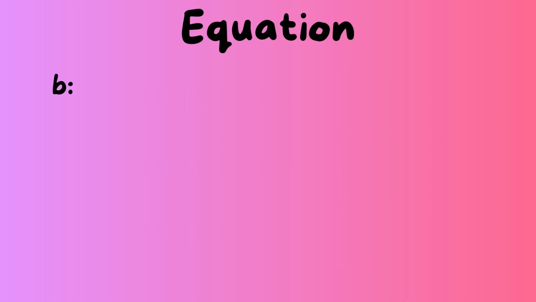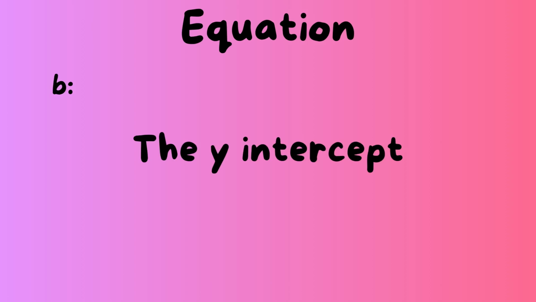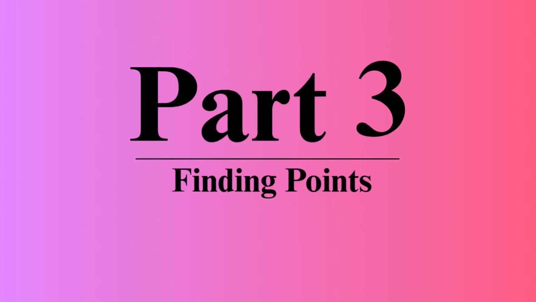Now, let's look at the second number in the equation, b. The number b is called the y-intercept. We'll soon see exactly why it is called the y-intercept. But for now, just remember that it tells us where the line crosses the y-axis. When we graph a linear function, the line will intersect the y-axis at the value of b.